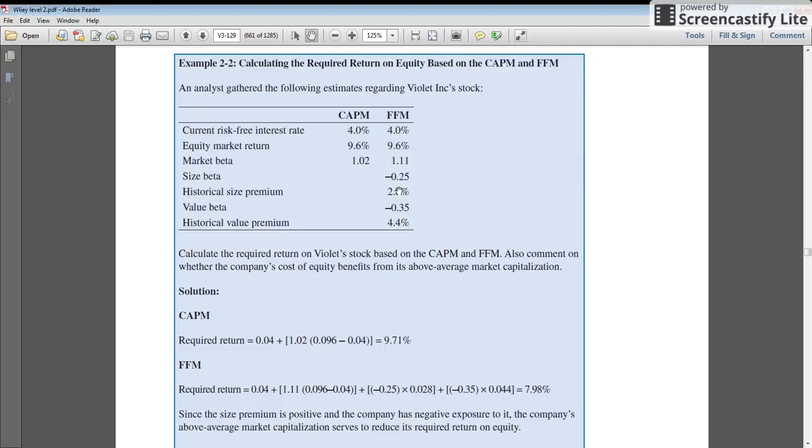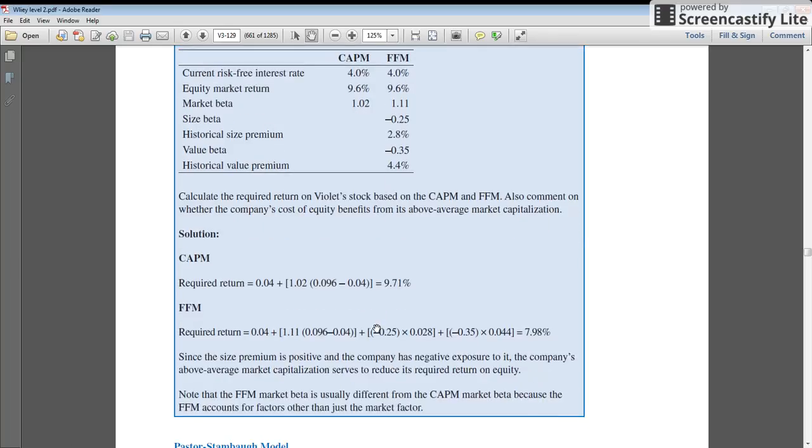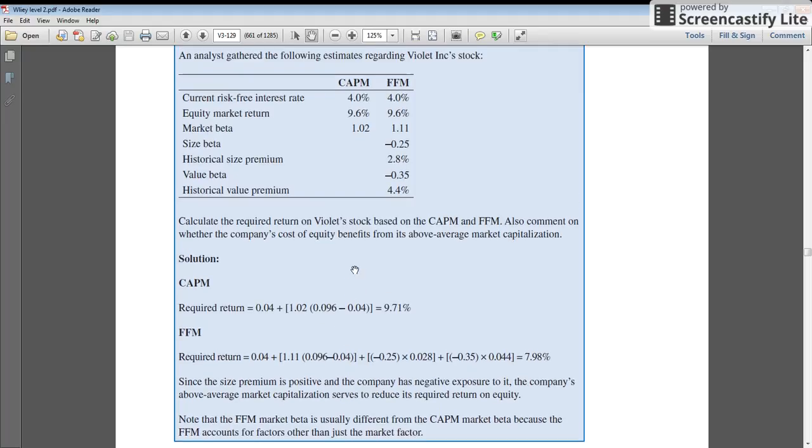So if it had been a smaller company, then the product of these two numbers would have been a positive number, and as a result of that, the required return would have gone up. But this is a larger company, as it says here as well. Since the size premium is positive and the company has negative exposure to it, the company's above average market cap serves to reduce its required return. So it's an above average market capitalization firm, which means it's a larger firm.